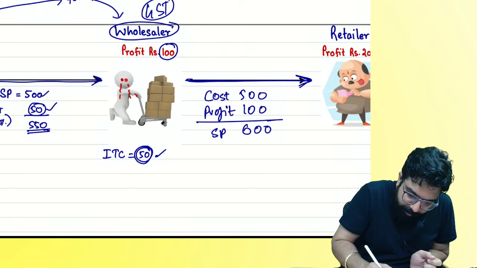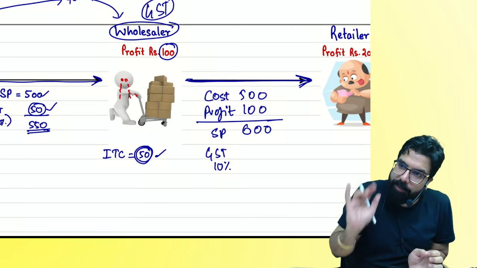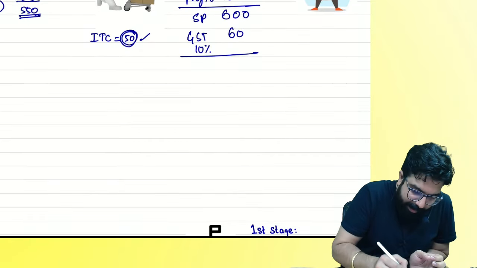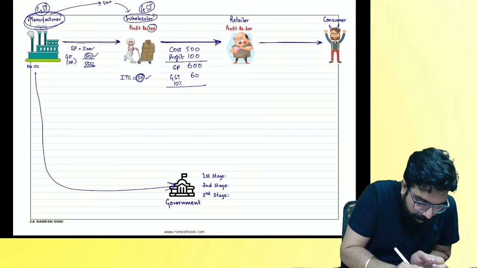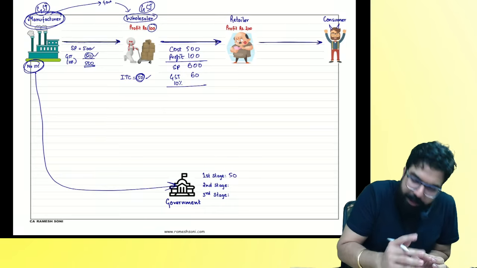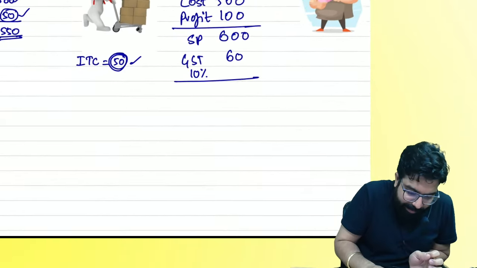600 is the selling price. GST is how much on this item? I have told you what the GST is. Can you tell me what he will do? Okay, tell me, at the first stage how much did the government get? At the first stage, the manufacturer paid 50. He did not have any input tax credit. I have written it: the manufacturer did not have any input tax. Now, this is the second stage, right? Yes.